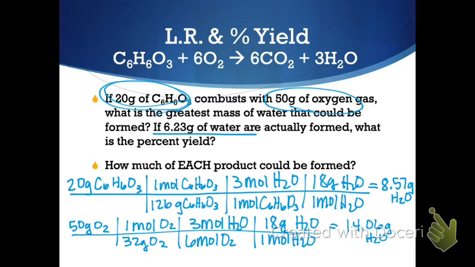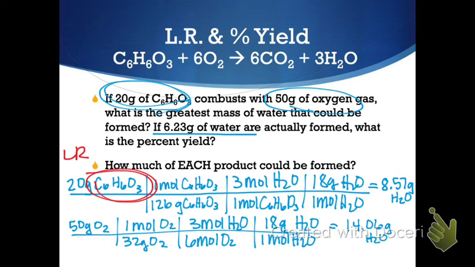In this case, yes, the limiting reactant was the one we started with less of, but that's not always the case, right? Do you guys remember that? We've seen several cases where the one you start with that's bigger ends up being the limiting reactant. So C6H6O3 is the limiting reactant. It didn't ask us for that in this question, so you don't have to necessarily identify that.